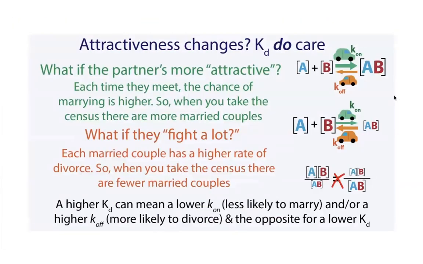So KD isn't going to depend on the concentrations, but it does depend on that K on and that K off, as we talked about. So remember that our K on, if the partner's more attractive, each time they meet, their chance of marrying is higher. And so there's going to be more married couples when you go take that census. Your KD is going to be lower. Conversely, if they fight a lot, if you have a high off rate, a high divorce rate, then there's going to be fewer married couples, and so that is going to matter. So your KD is going to depend on your K on and your K off.